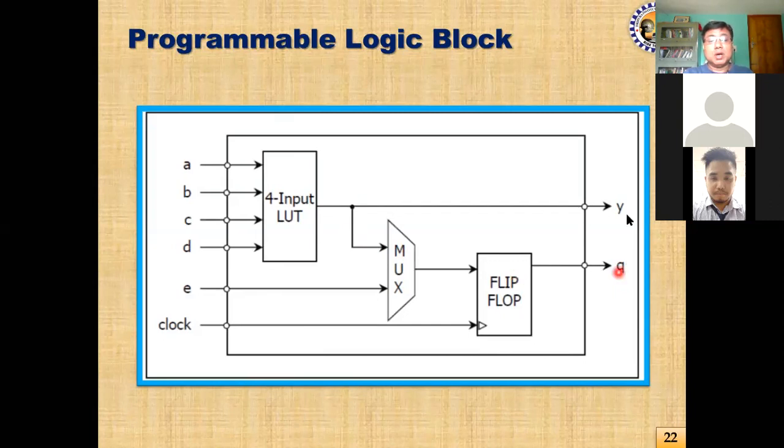So what is Y? What is Q? Y is the combinational output of the 4 input LUT or mux, and Q is the sequential output of this same mux or LUT. Now with the help of this mux, a provision has been created that in some situations you do not require to use this flip-flop. Suppose your expression is combinational.